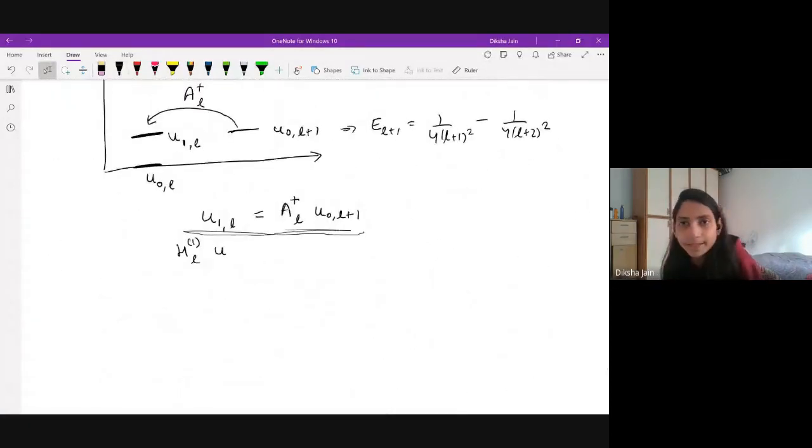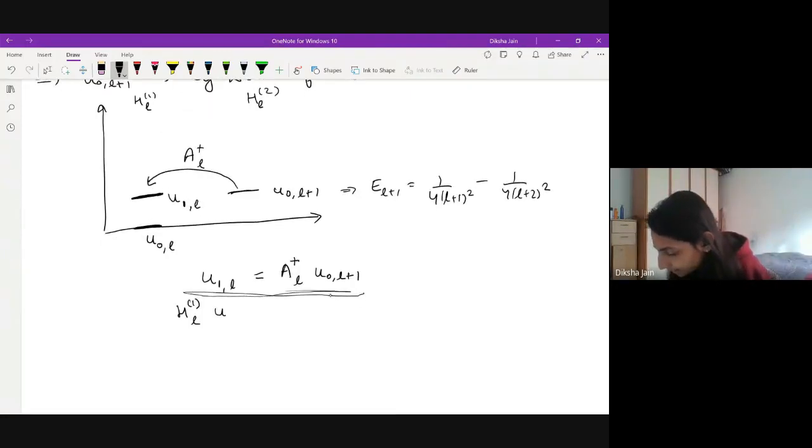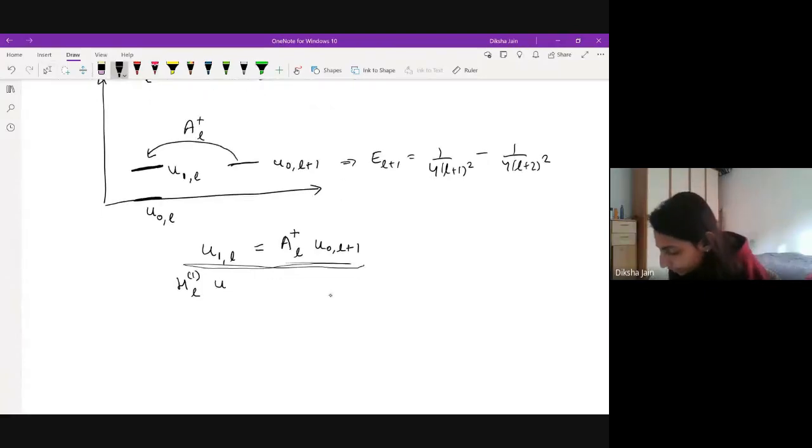Okay. Any other questions? Okay. So let's see what is the energy of this state U1 of L. I am claiming that this is the first excited state of H1 of L. Let's see if this is actually the case, if it is actually the eigenstate of H1 of L.